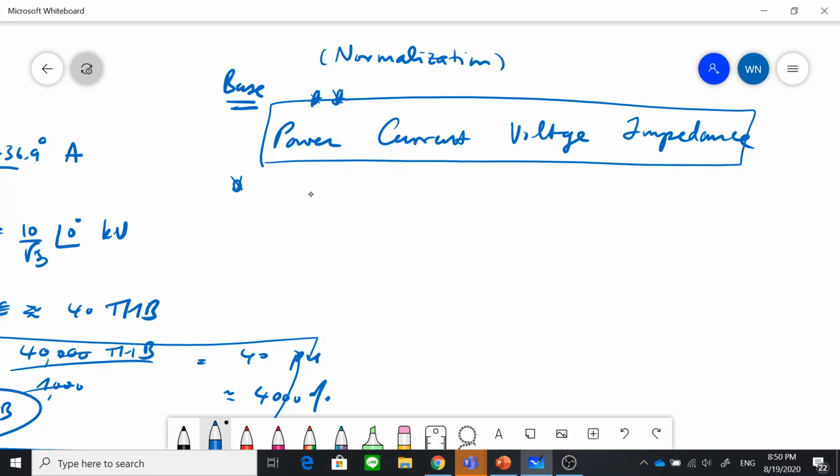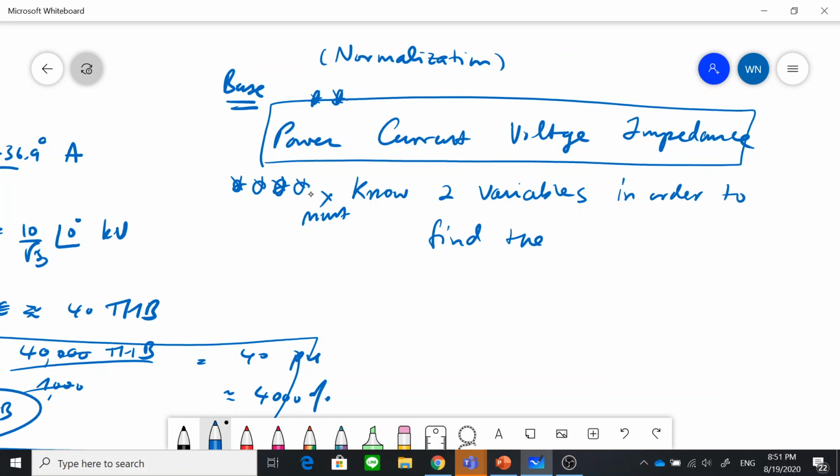Okay, the very important concept is that in order to analyze the power quantities, you must know two variables. In order to find the other two, you must know two quantities.